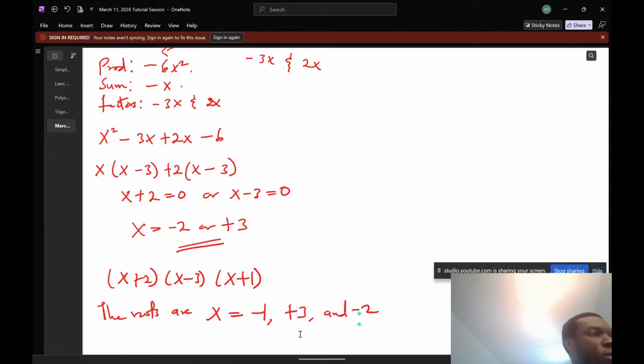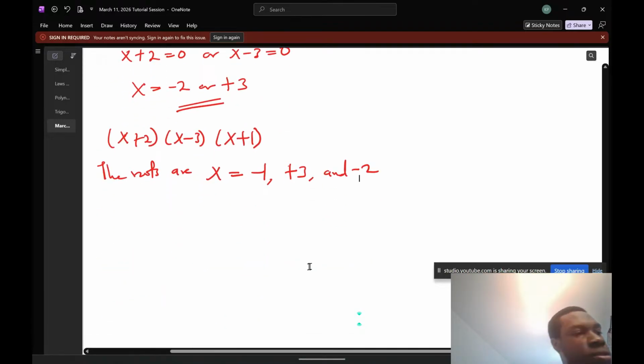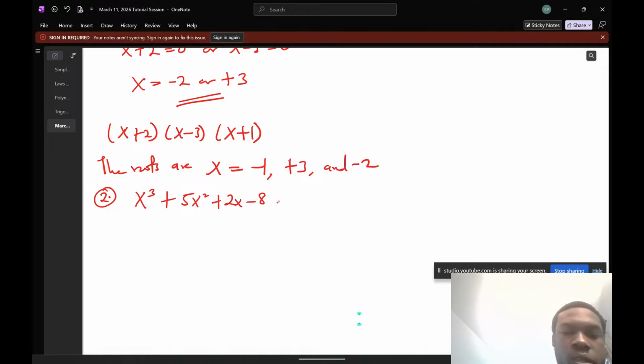So I'm going to do another one. Let me do another one. So let's do x cubed. Let me scroll down. So x cubed plus 5x squared plus 2x minus 8 divided by x plus 2.